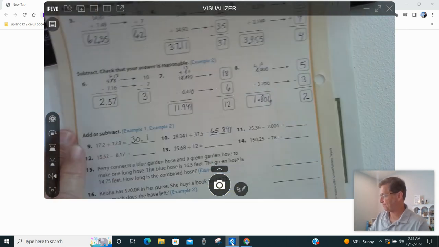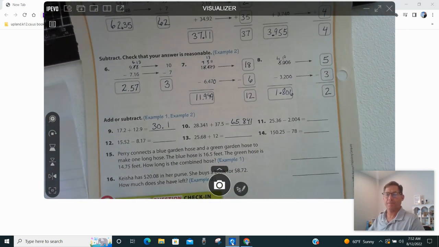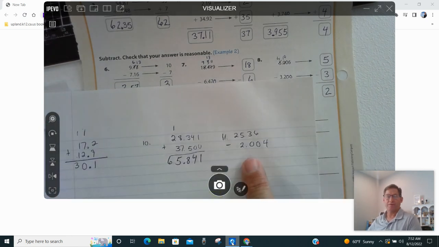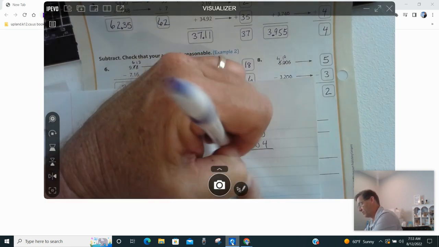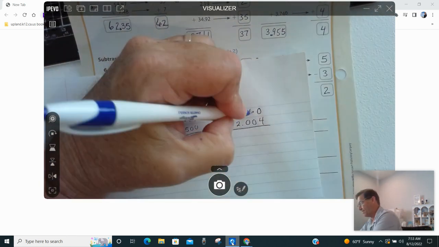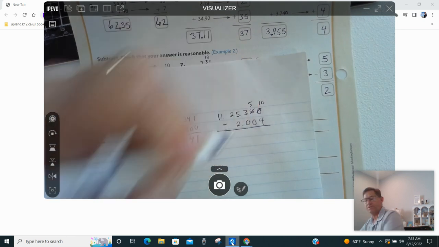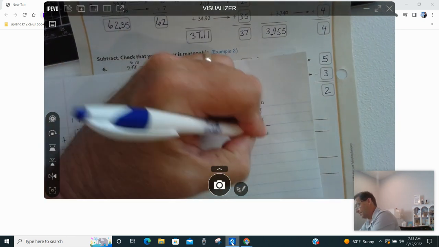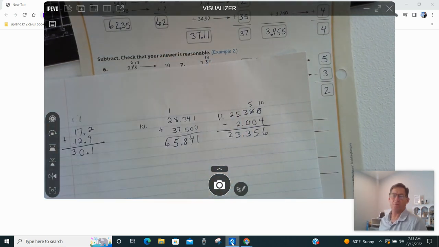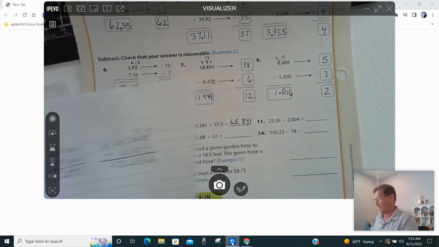Okay, 11, 25 and 36 hundredths minus 2 and 4 thousandths. Okay, so this is thousandths, and this only goes to hundredths. So we want to put a placeholder 0 after the 6. And now we can subtract right to left. We're going to have to regroup to start. So we should come up with 23 and 356 thousandths.